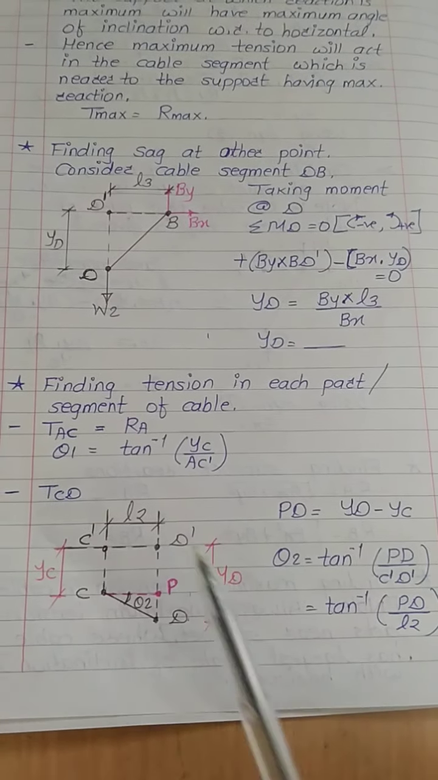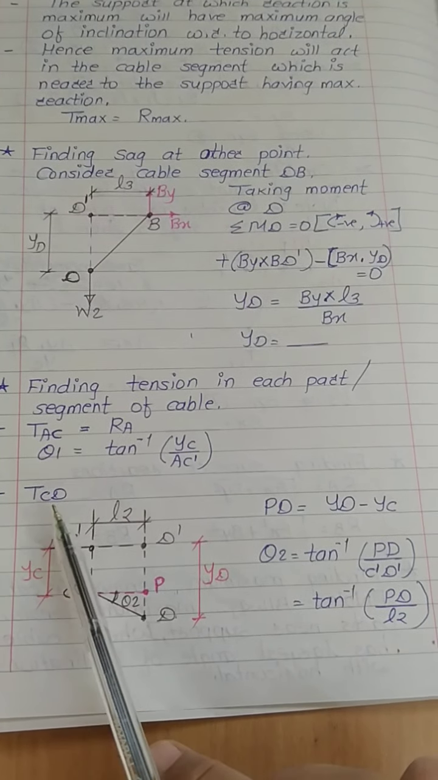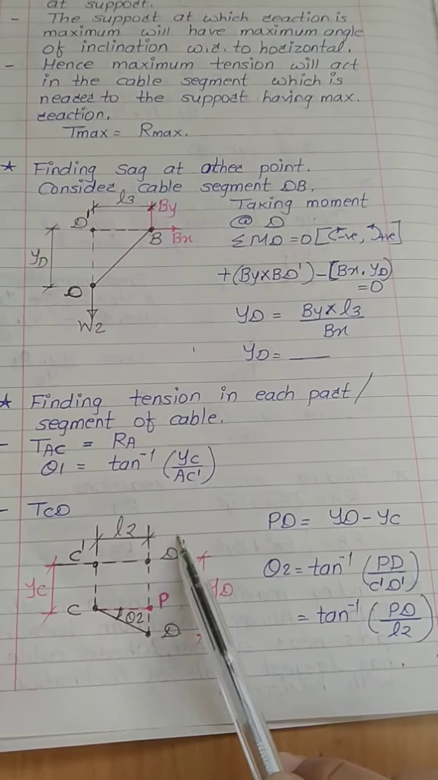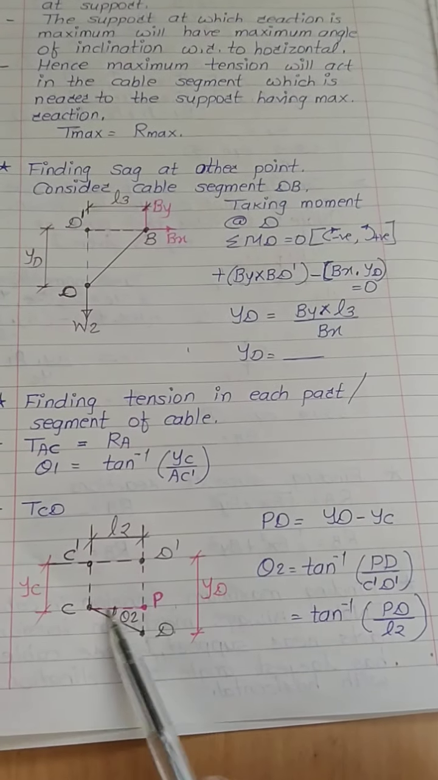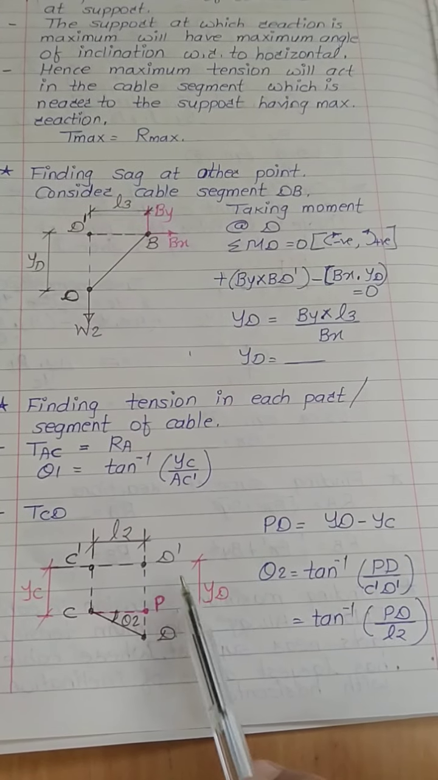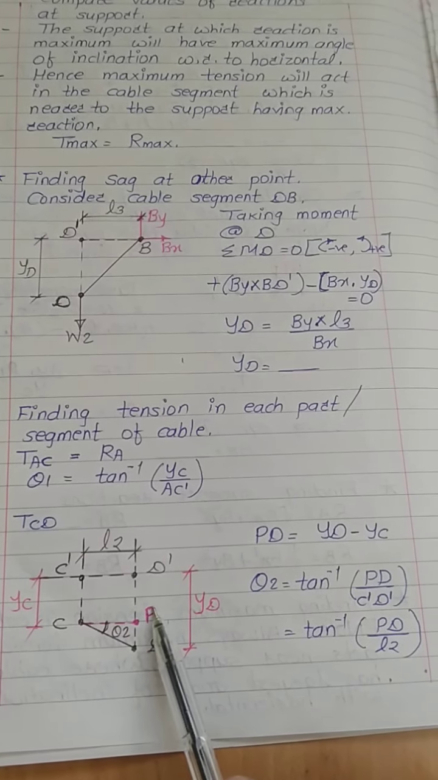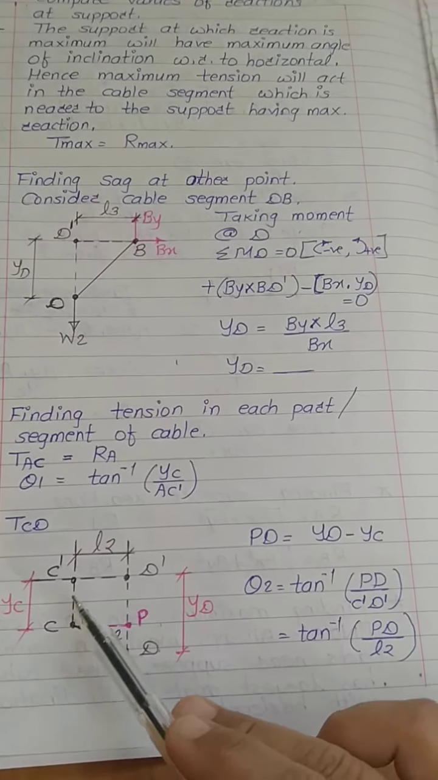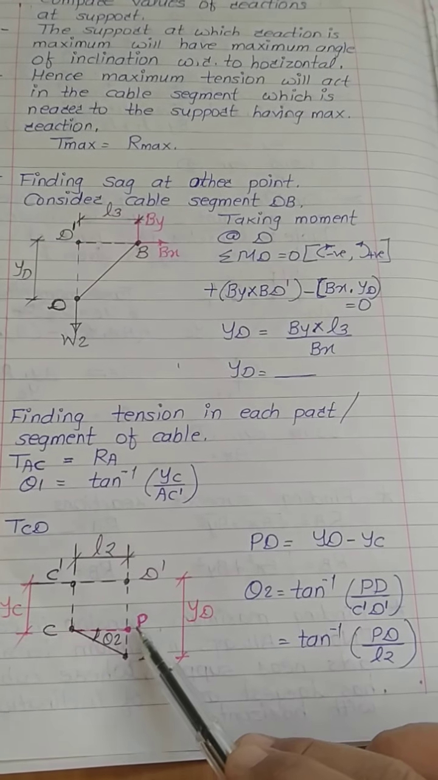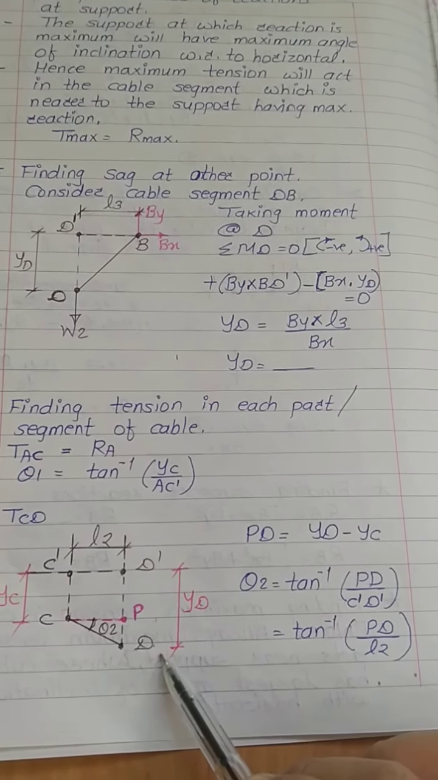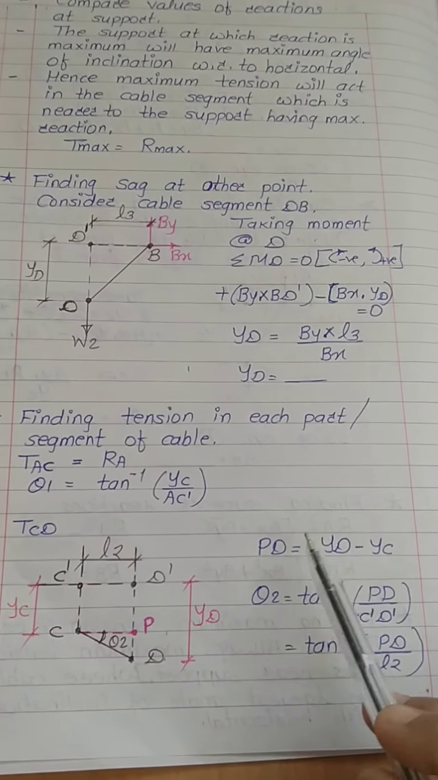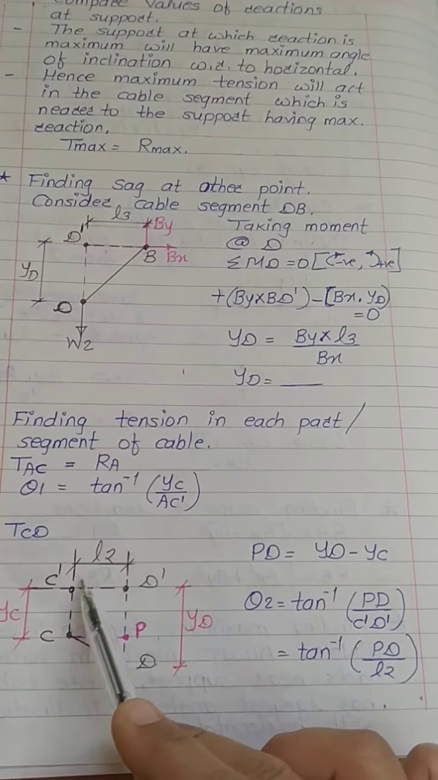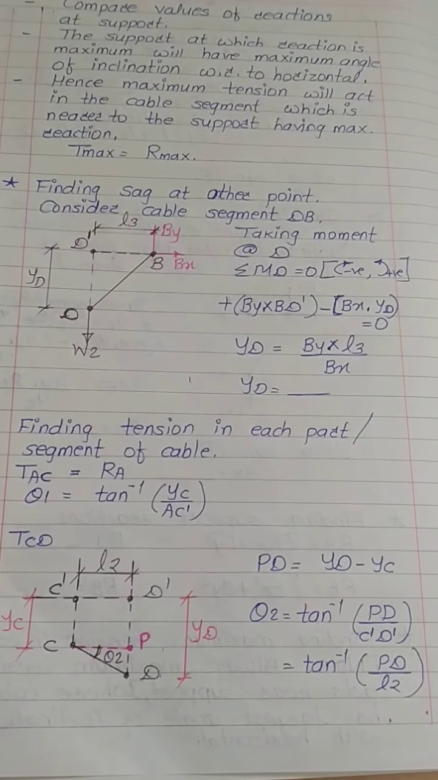Same I have explained over here for calculating tension in part CD of cable. Look, this is C dash point, this is C point, this is D dash, this is D. Let us say after extending this C point horizontally, it cuts D dash D line at point P. Now to get this PD distance, YD minus YC, this distance is YC, will give you remaining distance PD. Now to get theta 2, look, theta 2 will be tan inverse of PD upon L2. From this you will get theta 2.